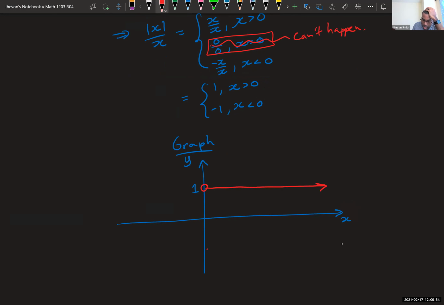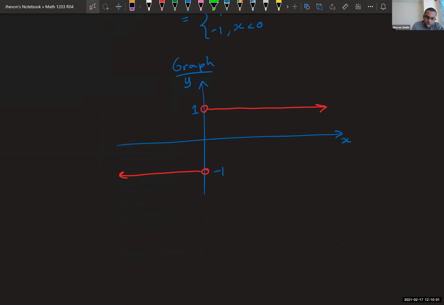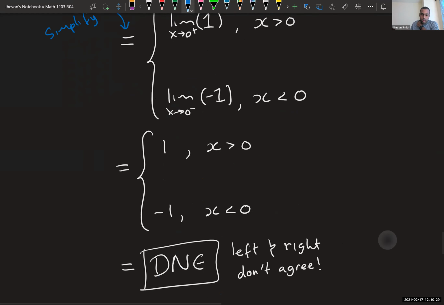And on the left side, my graph is a horizontal line at level -1. And from that, you should be able to conclude the limit as x approaches 1 of absolute value of x over x does not exist, right? Because the left and right don't agree. So it's a constant 1 on the right, and a constant -1 on the left. Yeah. Couple ways to do that one.